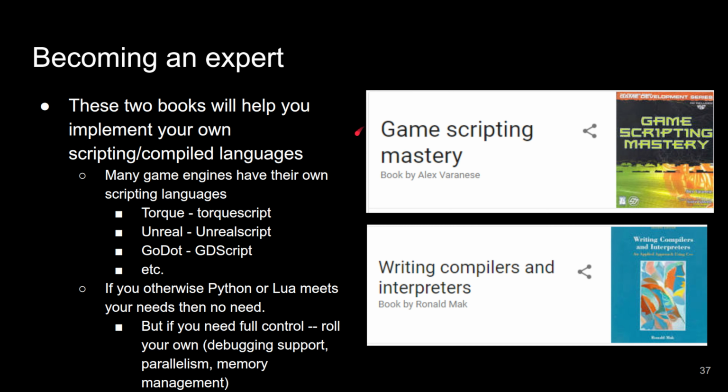there are some other good books that may be of interest on writing compilers and interpreters or game scripting mastery. Both are a little bit older books, but they're still really good. This information doesn't really change, and these are good, well laid out books to use for your journey into scripting, if you especially want to think about embedding scripting languages or developing libraries of code. I'll say, for embedding scripting languages, this is something very commonly done in games and graphics applications.